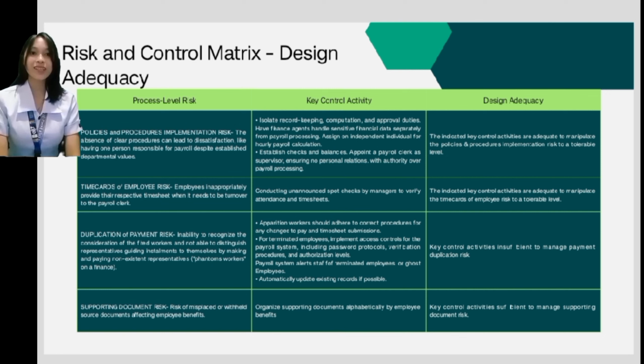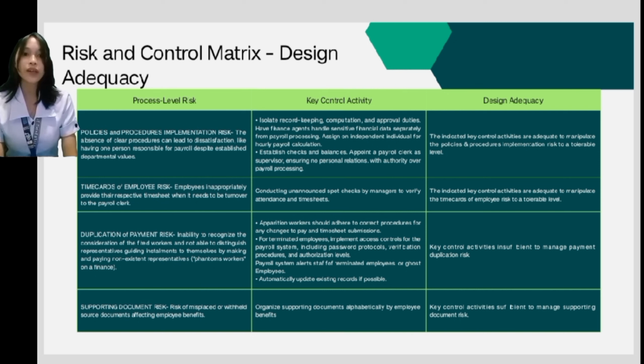Now let's proceed to the risk and control matrix in terms of design adequacy. First is the policies and procedures implementation risk. It states that the absence of clear policies and procedures can lead to dissatisfaction, like having one person responsible for payroll despite established departmental values. The said key control activities are adequate to manage the policies and procedures implementation risks to a tolerable level. Next is the time cards of employee risk.